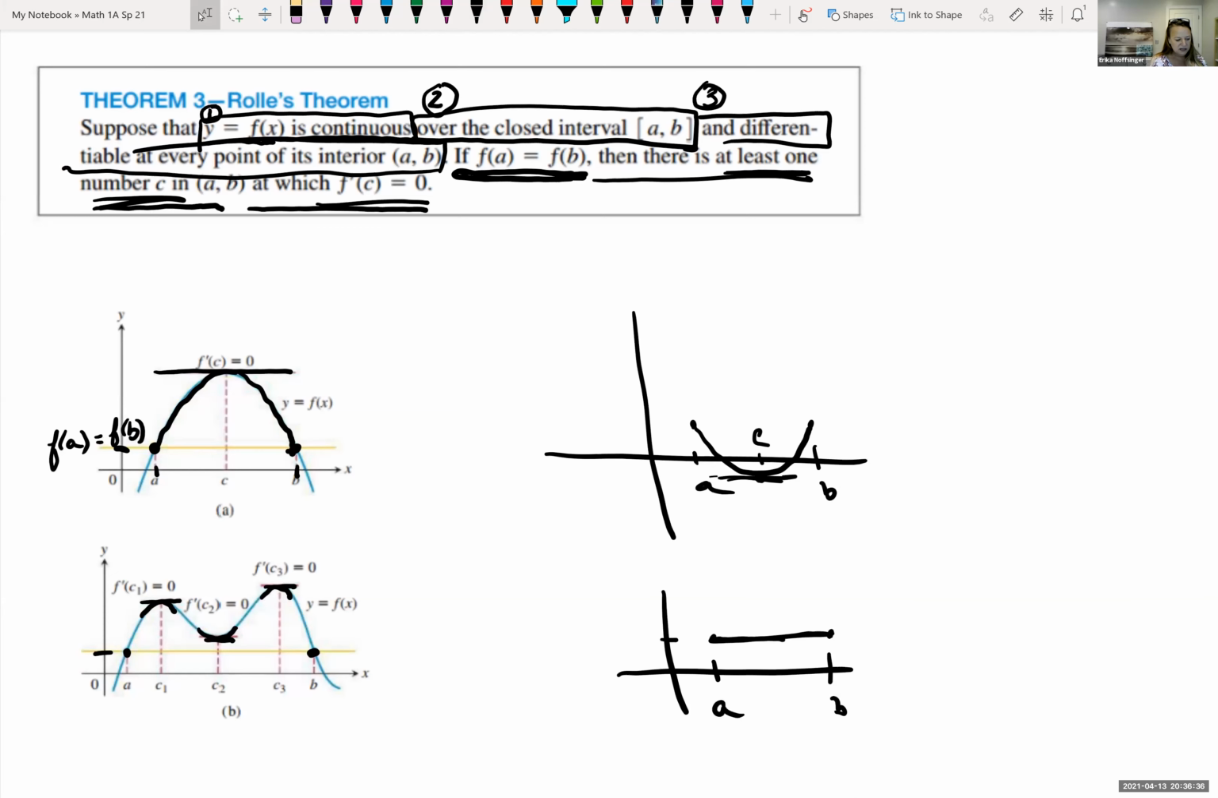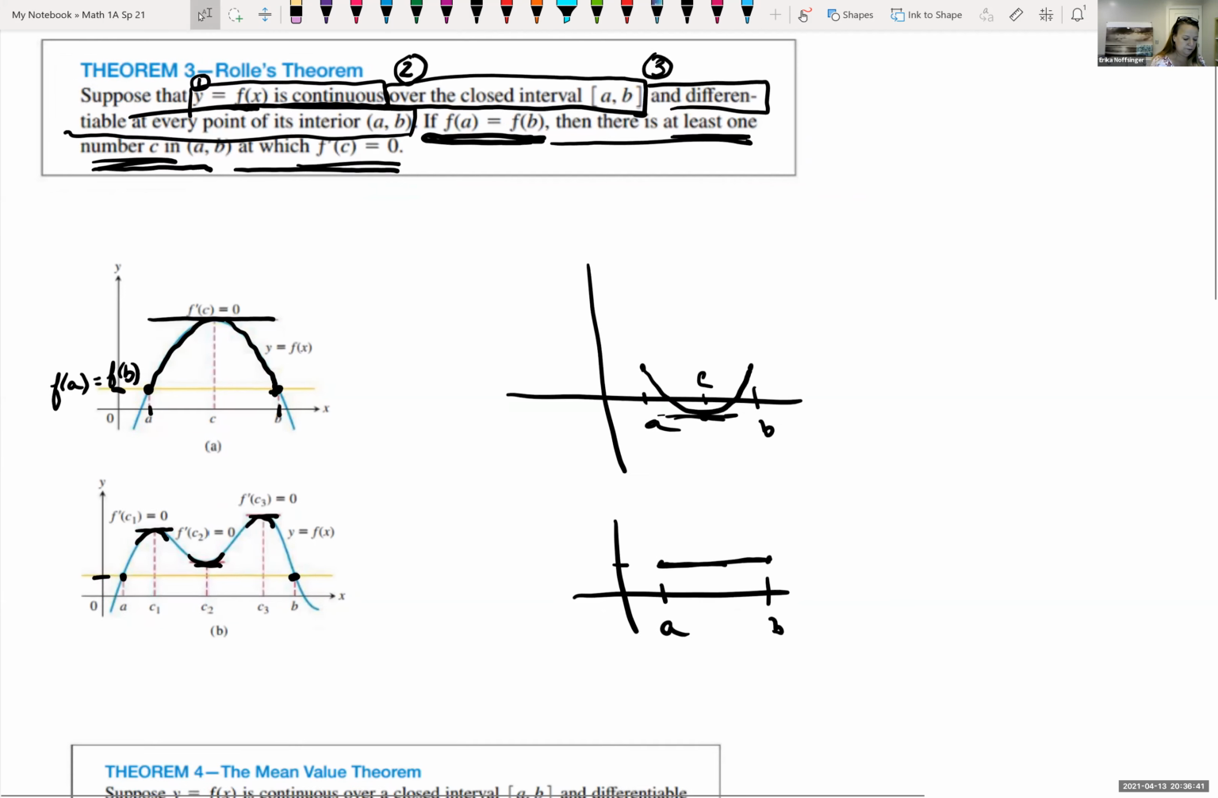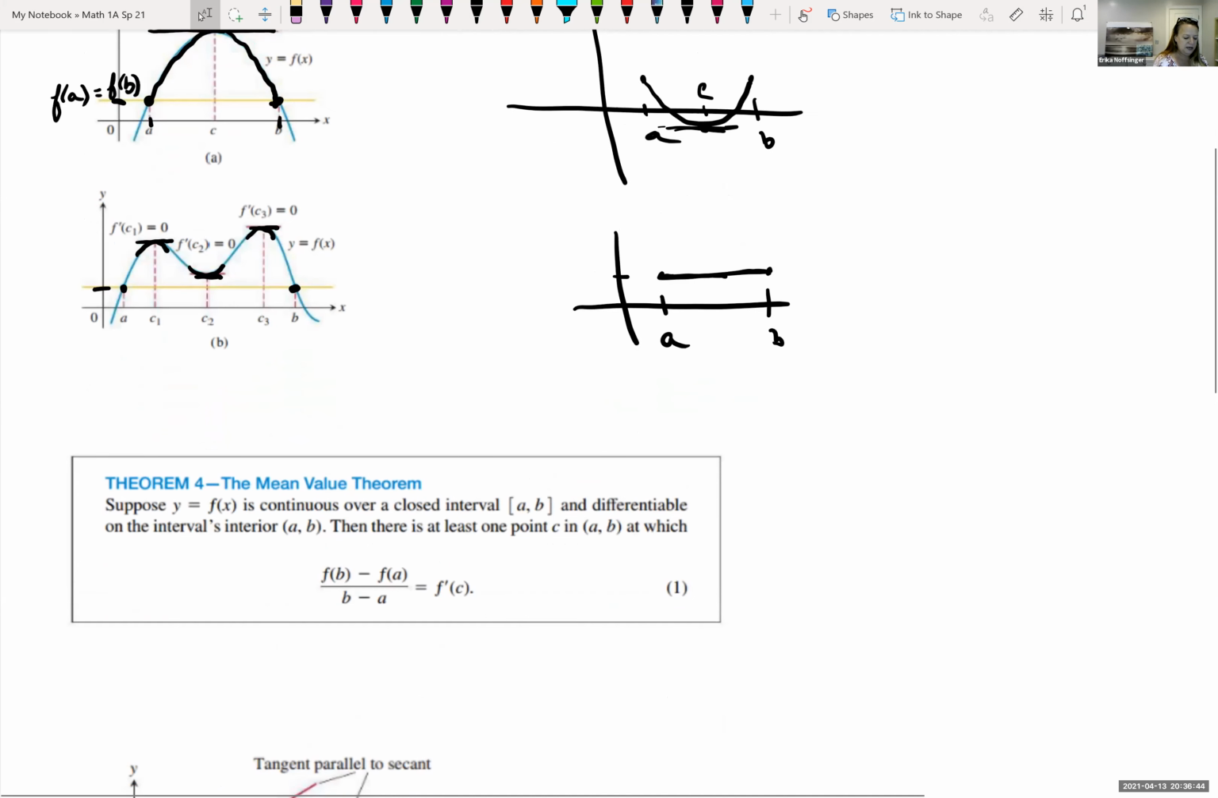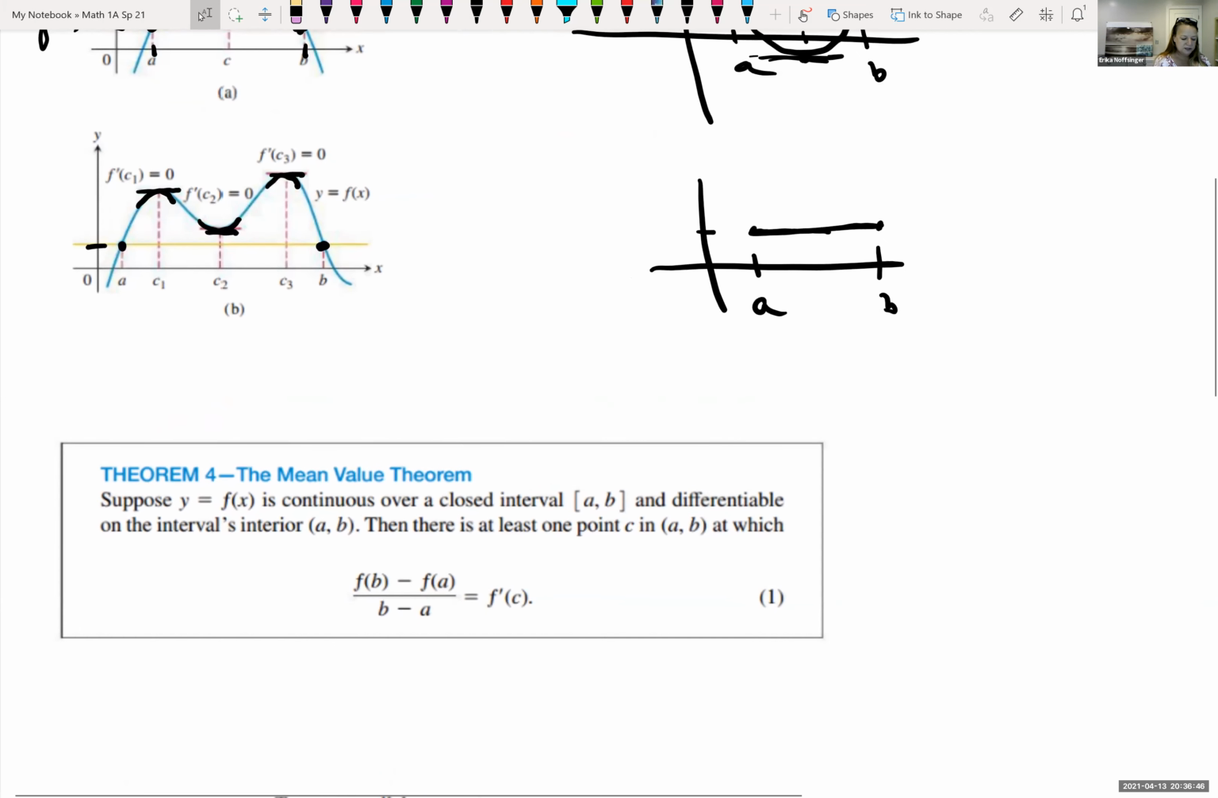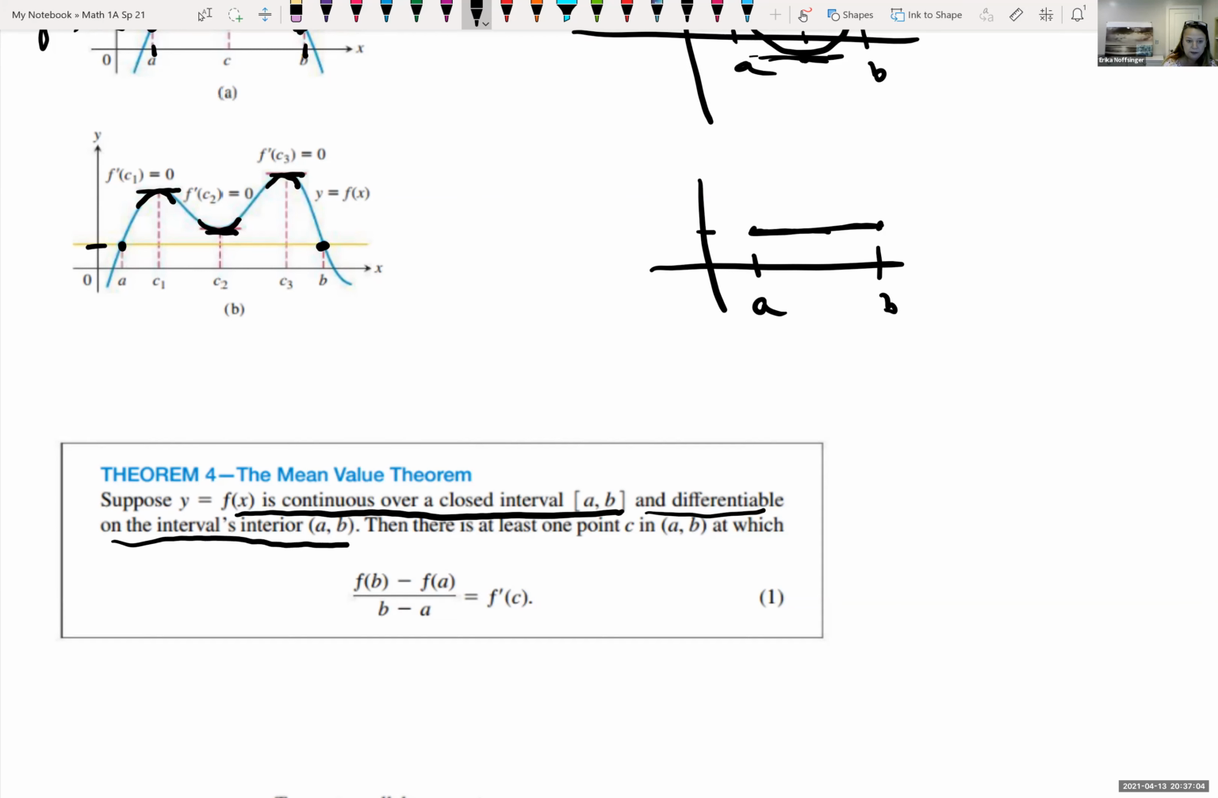The next theorem is the mean value theorem. So for the mean value theorem, we also have to have a function that is continuous over some closed interval [a, b]. So the same conditions hold as for Rolle's theorem. It also has to be differentiable on the open interval (a, b). So no sharp corners again, no jumps in the graph. Well, I guess it wouldn't be continuous if there was a jump.